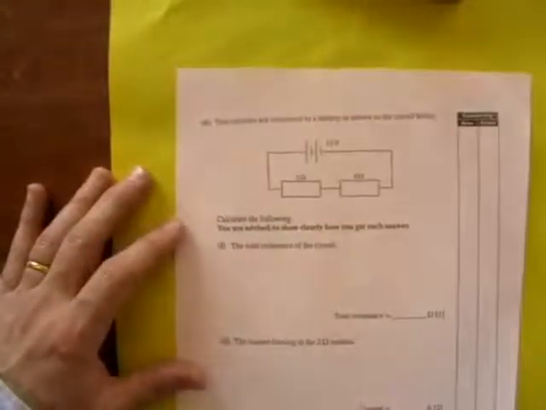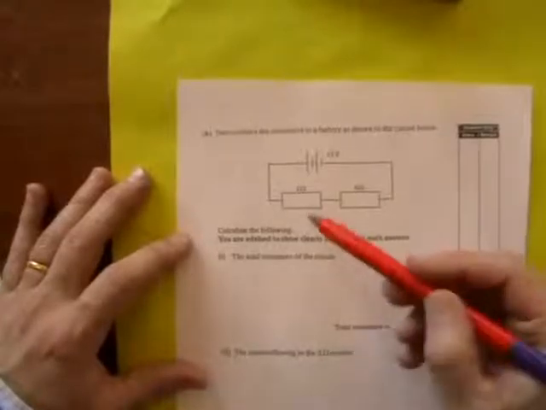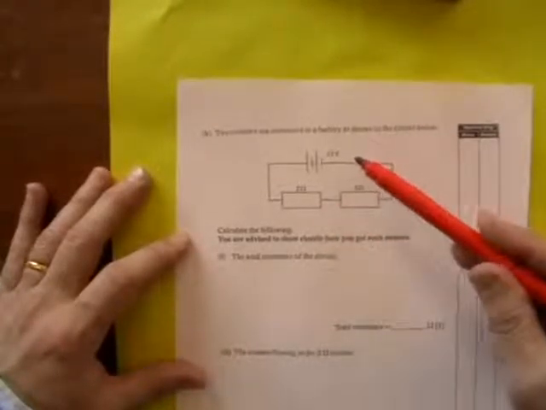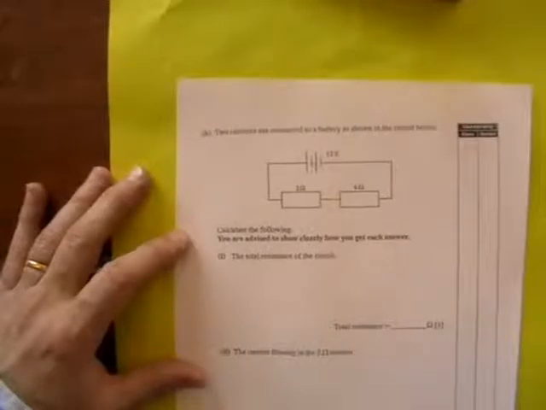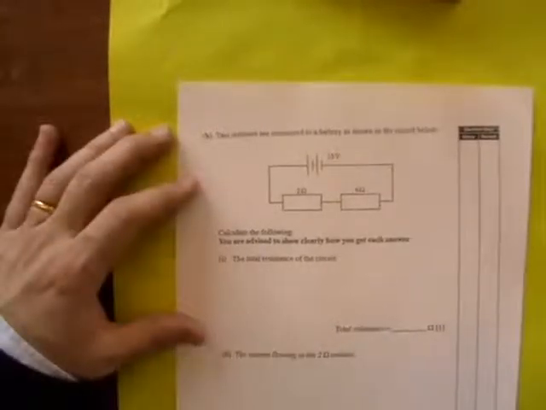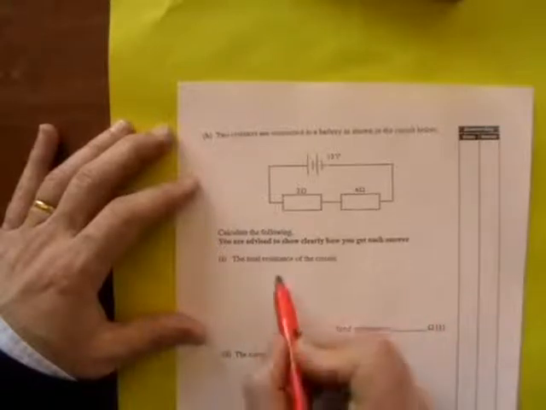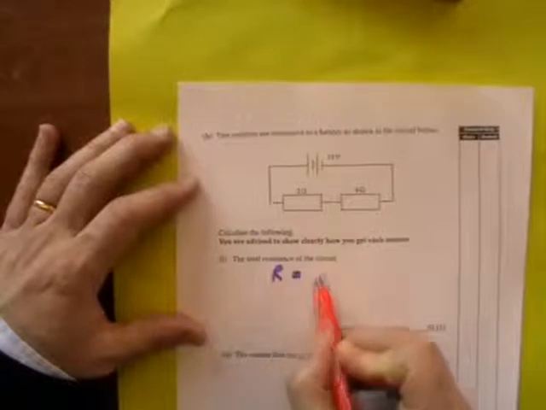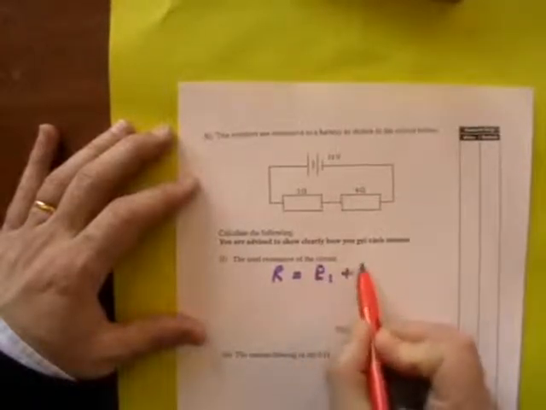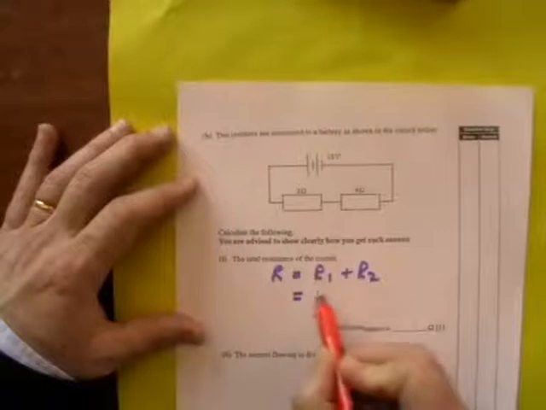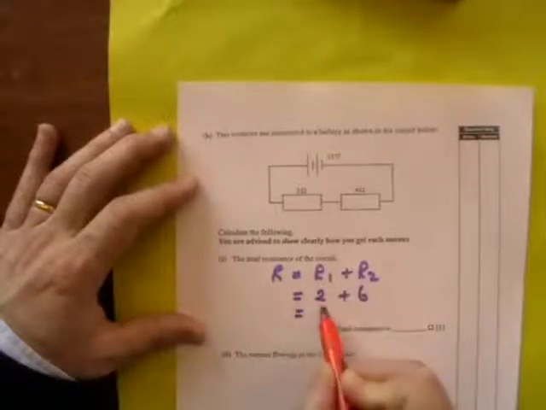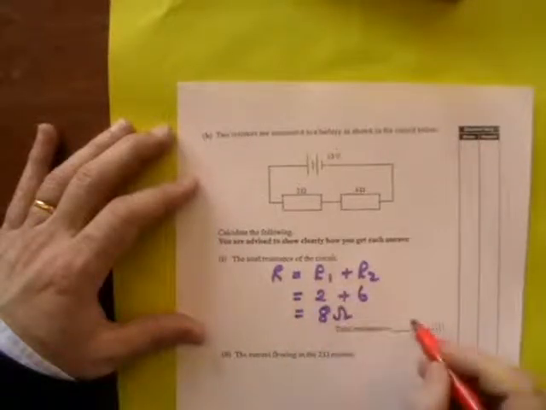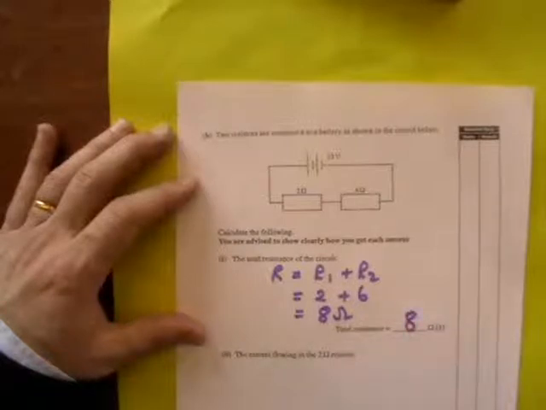Okay, the next part of this question then goes on to take a look at resistors connected in series. And here we can see the circuit diagram with the 2 ohm resistor and a 6 ohm resistor connected in series, with a 12 volt battery providing the electricity. First of all, we're asked the total resistance of the circuit, and that's fairly straightforward. For resistors in series, the total resistance is equal to R1 plus R2, which in this case is just 2 plus 6, which is equal to 8 ohms. So the total resistance is 8 ohms.